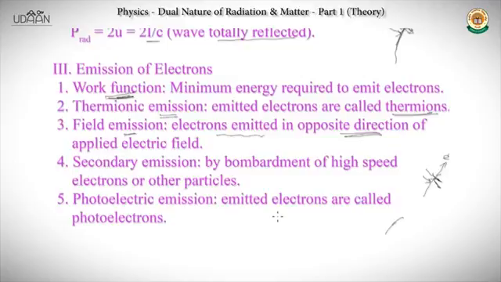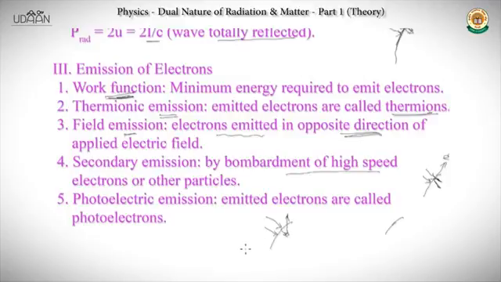Then we have secondary emission. If high-speed electrons or other atomic-level particles strike a surface and collide with an electron, this electron might get enough kinetic energy to move out of the surface, because it has more energy than the work function. So this is caused by bombardment of high-speed electrons or other atomic particles. This is called secondary emission.